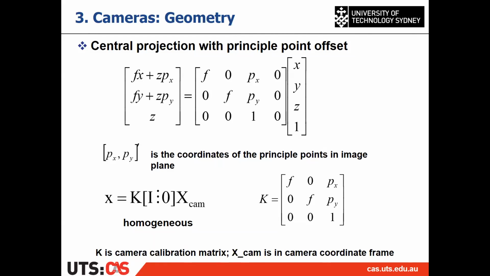Okay, so for homogeneous presentation, suppose it's a 3D point. A 3D point, we always use 3 elements to present its location, right? But for a homogeneous presentation of a 3D point, it uses 4 elements. A very simple way is, suppose you have x, y, and z, then you just put 1 here. And that's a homogeneous presentation.